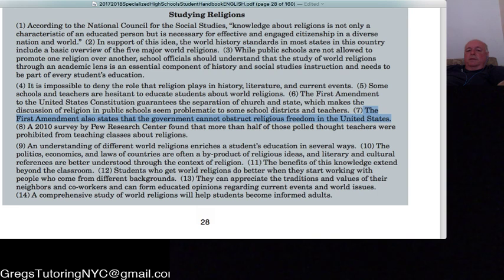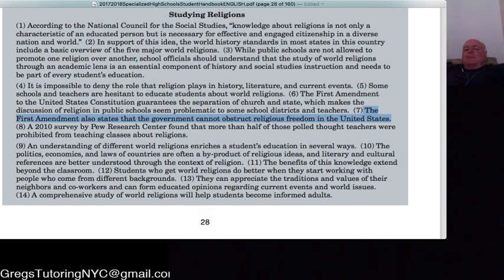Okay, that's sentence 7. So let's try to get the context. Some schools and teachers are hesitant to educate students about world religions. The First Amendment to the United States guarantees the separation of church and state, which makes the discussion of religion in public schools seem problematic to some districts and teachers. The First Amendment also states that the government cannot obstruct religious freedom in the United States.